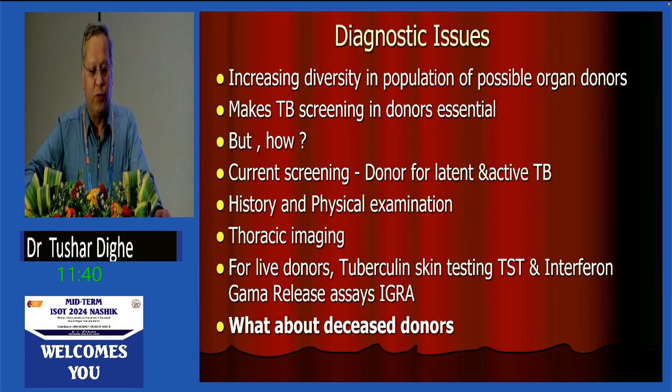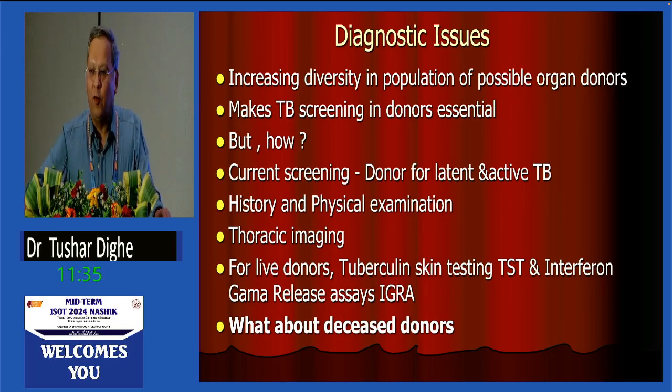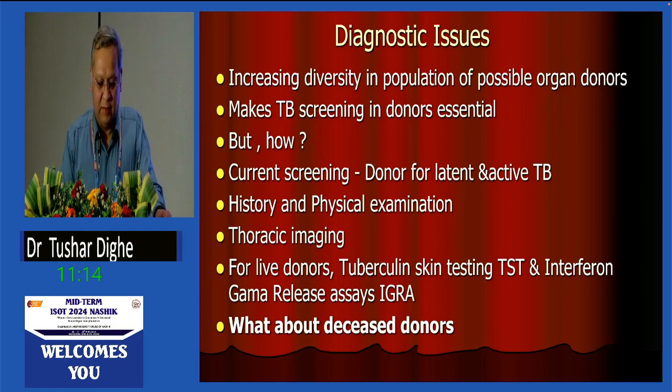What are the diagnostic issues? We have lots and lots of diversity in the population of possible organ donors. It makes TB screening in donors essential. But how do we do it? In current screening, we screen the donor for latent and active TB. We do history, physical examination, thoracic imaging. For live donors, we can do tuberculin skin testing and interferon gamma release assays. But what do we do about deceased donors?